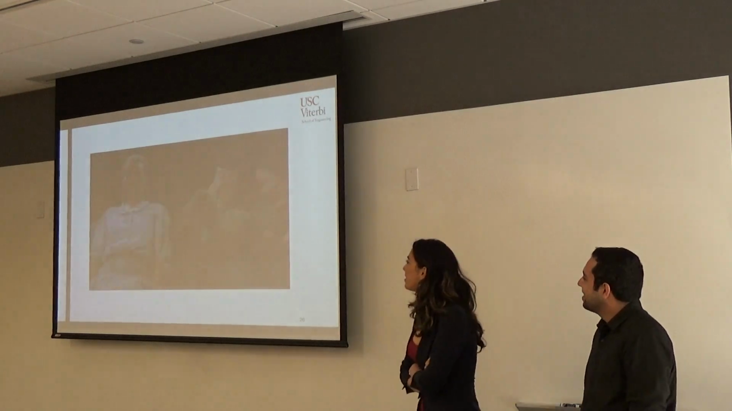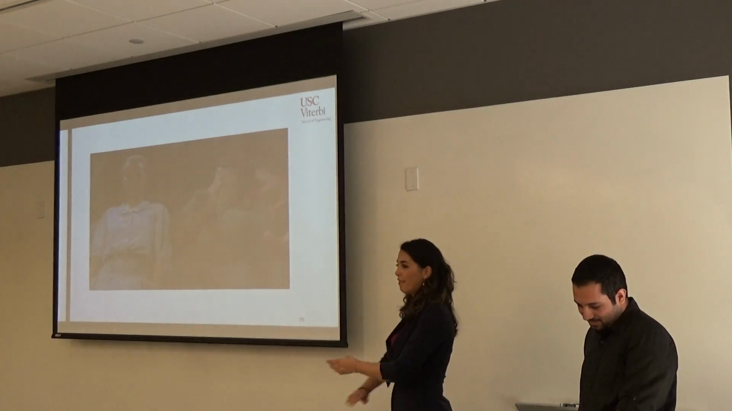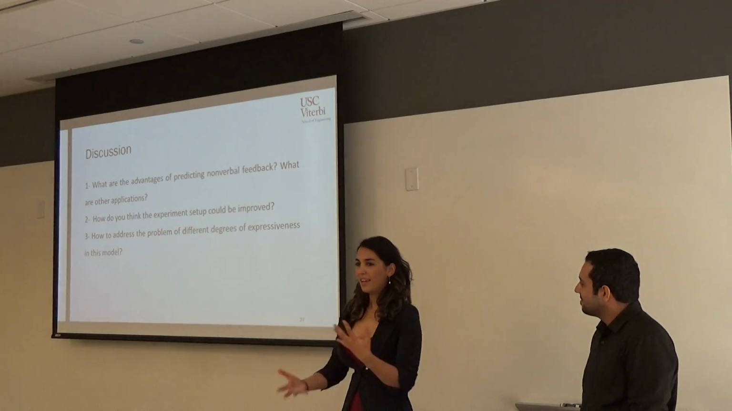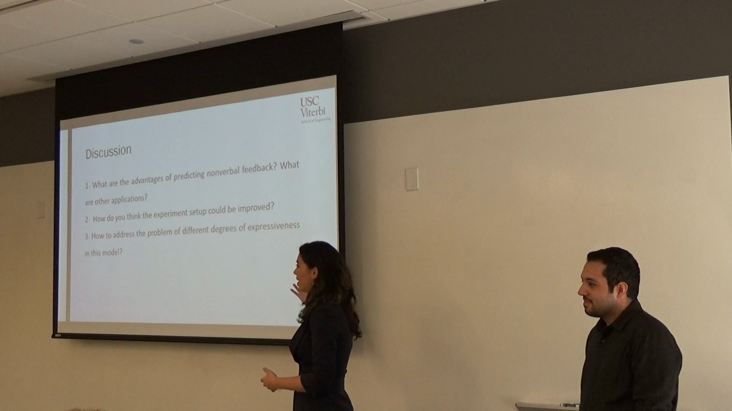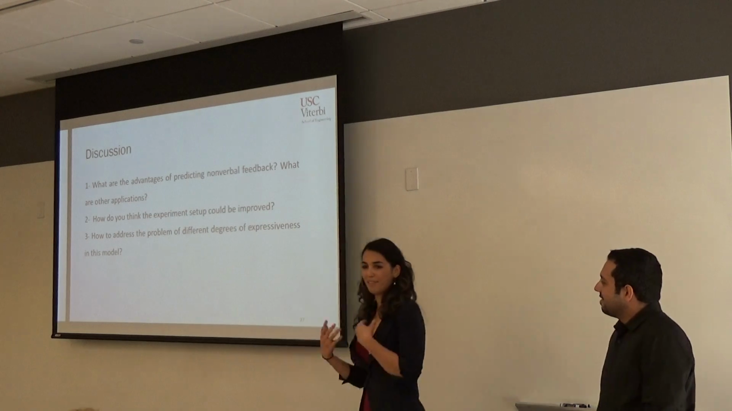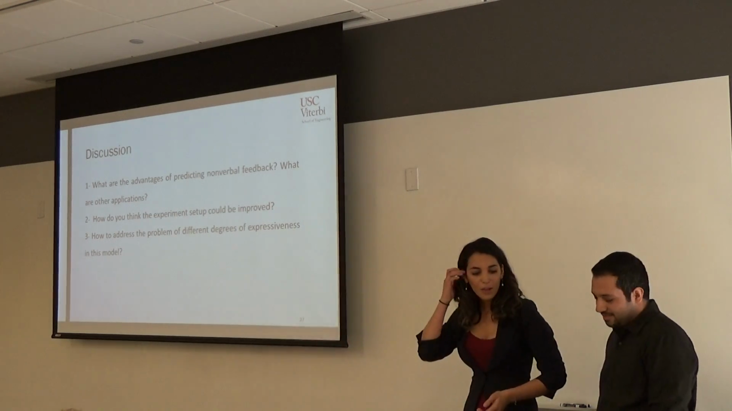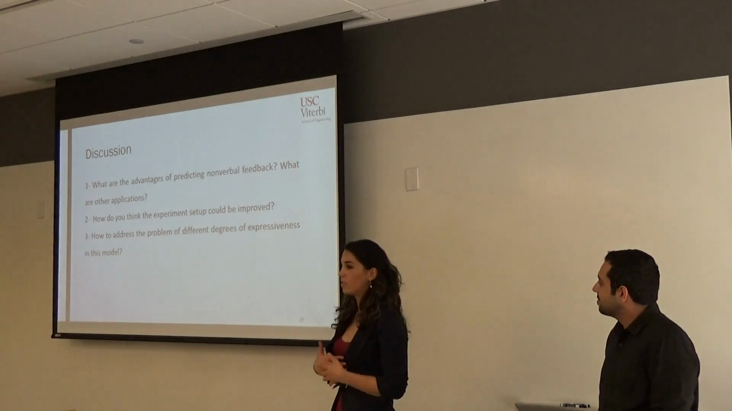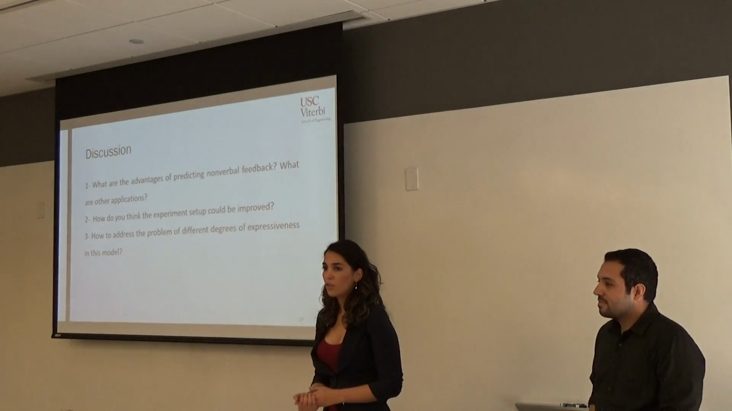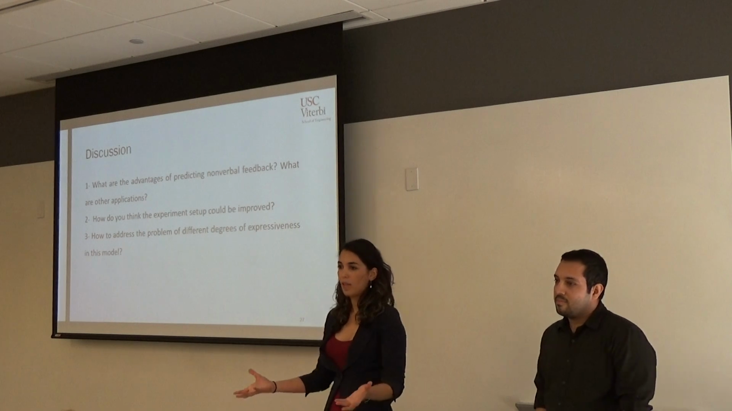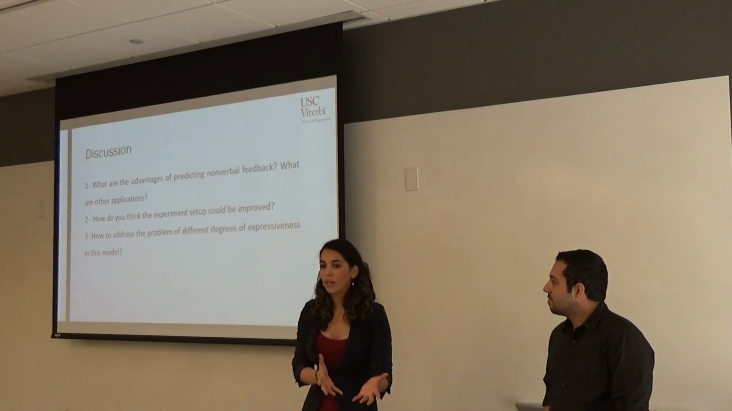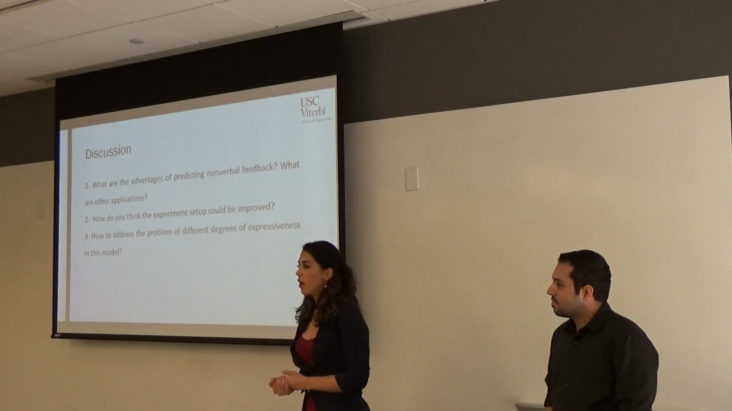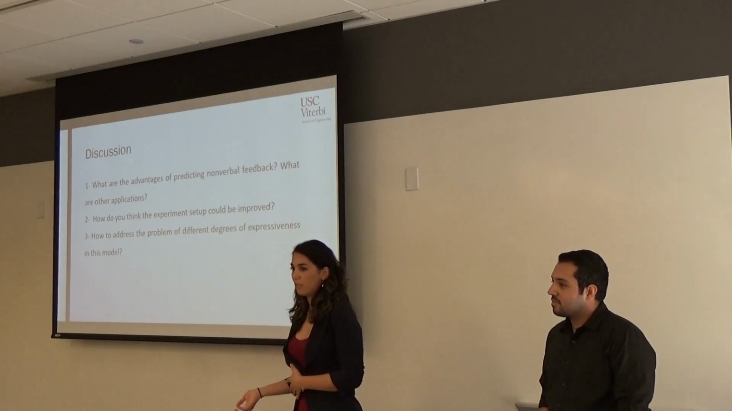Okay, so as you can see, we have two people with different personalities, with different levels of emotional expressiveness. They're both watching a scary movie and they have different ways of expressing their feelings. So our question is, how do you think we can address this problem of different degrees of expressiveness in the model? Assume we have two different virtual humans and we want one to have a reserved kind of personality and the other to be more expressive. How do you think this can be implemented in the model?